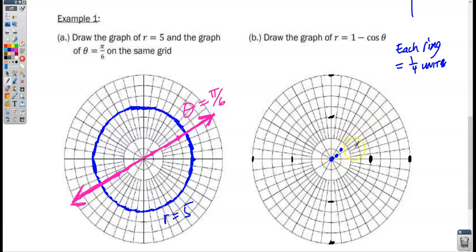We'll plot that point. And then at pi over 3, cosine of pi over 3 is 1/2. 1 minus 1/2 is 1/2. And so at the angle pi over 3 from the original ray, our length is going to be 1/2. Pi over 2, cosine of pi over 2 is 0. 1 minus 0 is 1. And so when we get to an angle of pi over 2, the radius is 1. We'll plot that point there. And we keep going around the curve in that same fashion. At 2 pi over 3, the cosine is negative 1/2, so we'll have a point at 1.5.